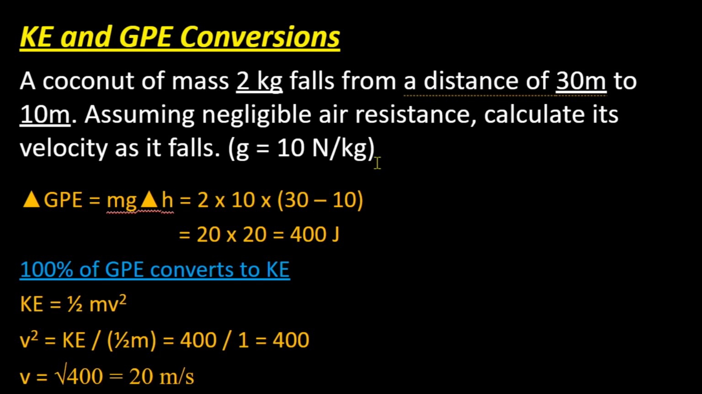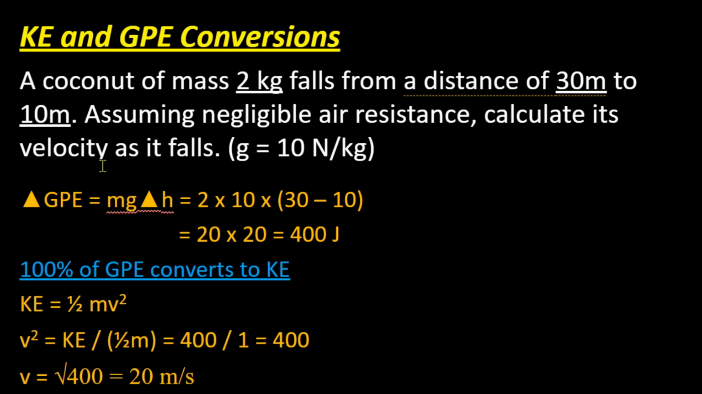First, we're going to work out how much gravitational potential energy the coconut had. So you're going to say mg delta h. The mass of the coconut was 2, g is 10, and the change in height would be the difference between 30 and 10. That would be 20. So 2 times 10 times 20 is going to be 400 joules. Now, because there's negligible air resistance, we're going to assume that 100% of the gravitational potential converted to kinetic. So the formula for kinetic energy is equal to a half mv squared.